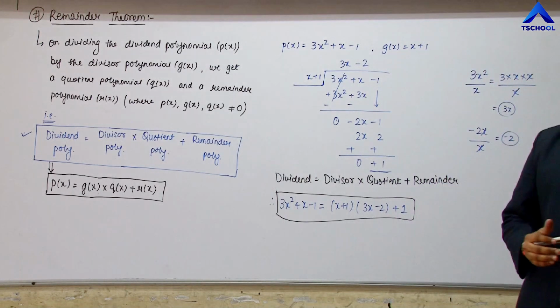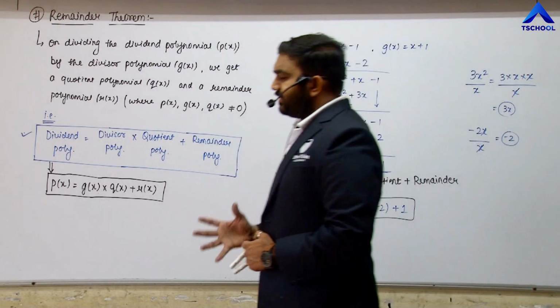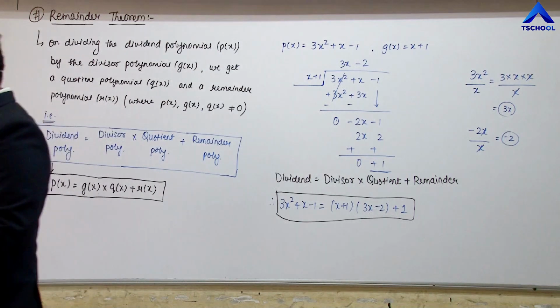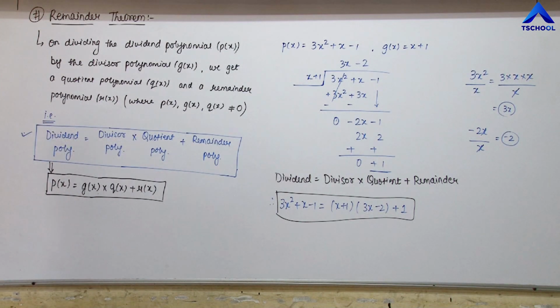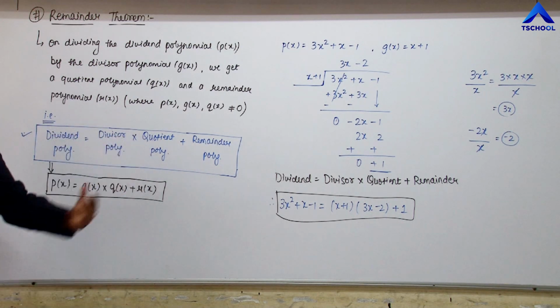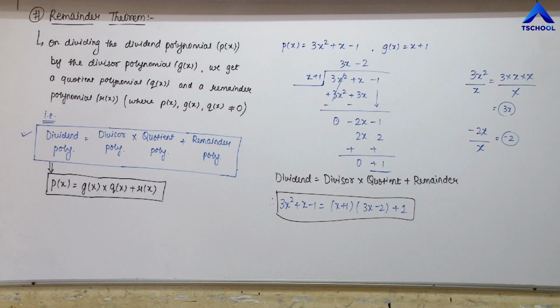But actually this is not the theorem, this is a statement that is proved by the division of polynomials. So that is about the division of polynomials. This statement is proved by the division of the polynomials. The remainder theorem actually goes afterwards. So we shall check how it goes, right?